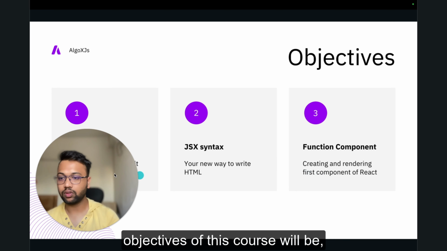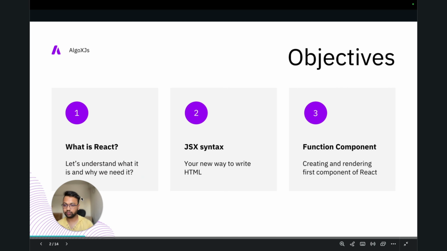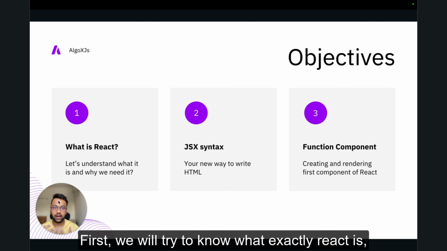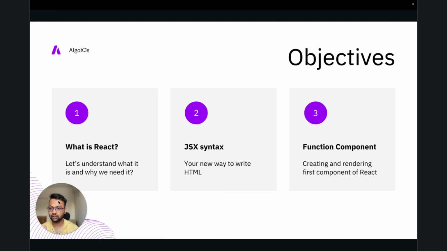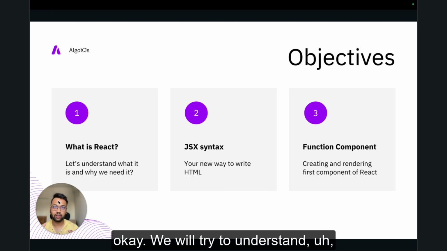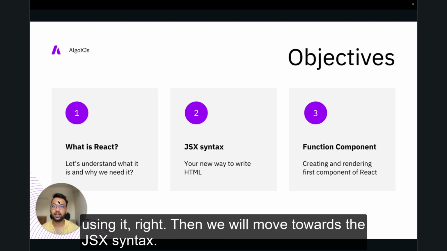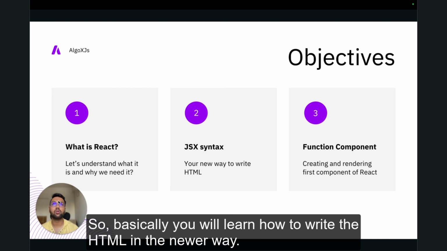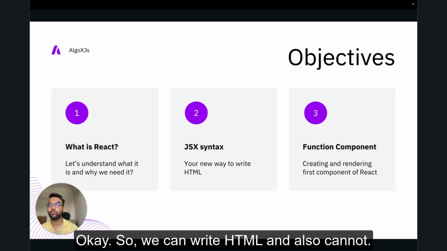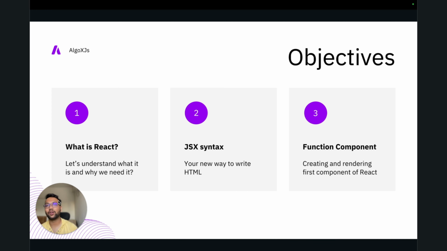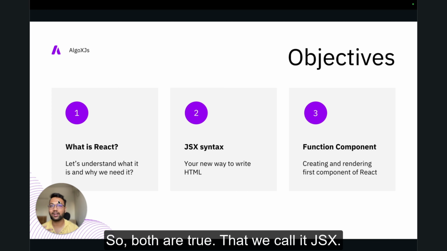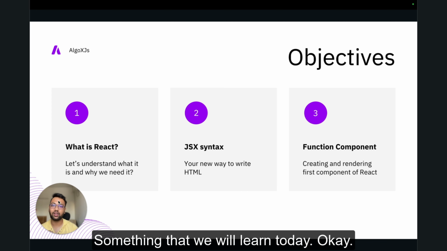So the objectives of this course will be: first, we will try to know what exactly React is. We will try to understand why we should use React and what the benefits of using it are. Then we will move towards the JSX syntax. So basically you will learn how to write HTML in the newer way. We can write HTML and also cannot, so both are true. That we call JSX, something that we will learn today.